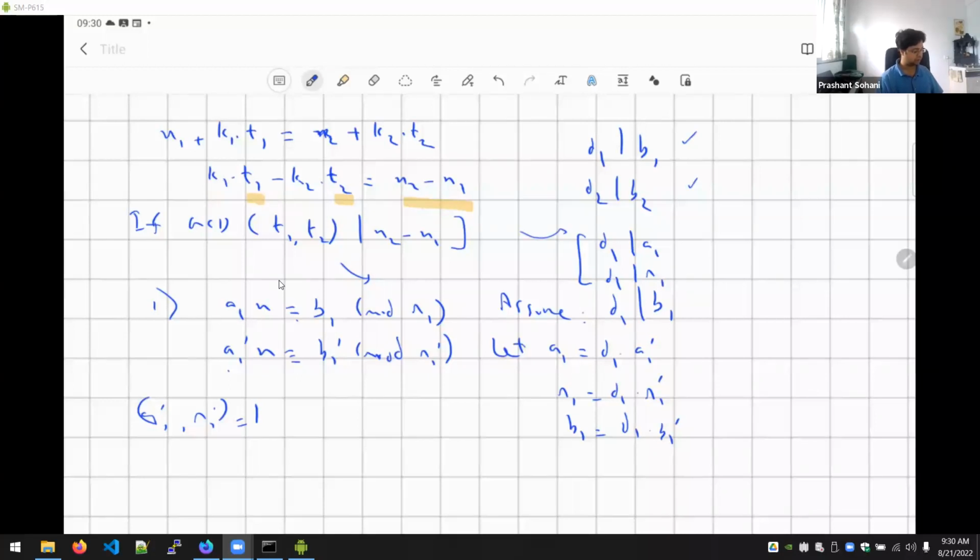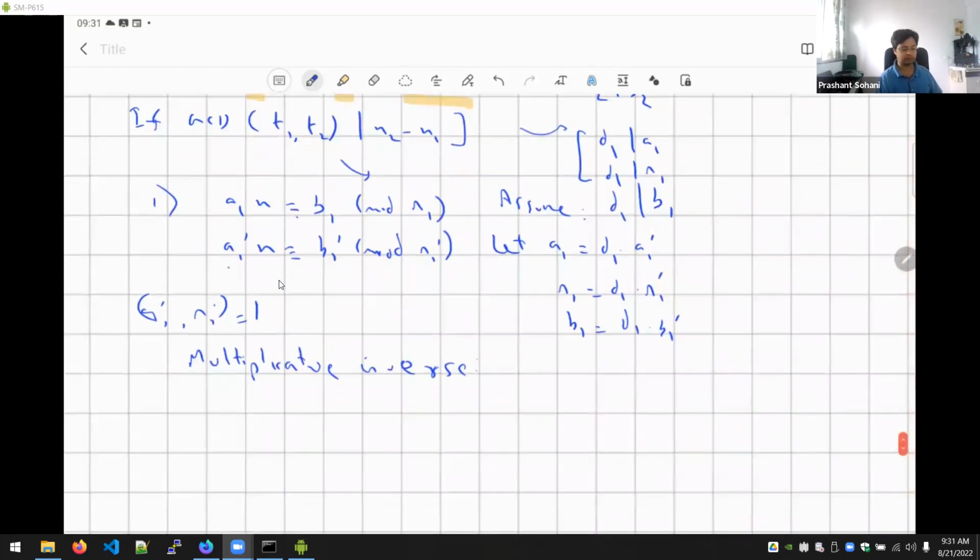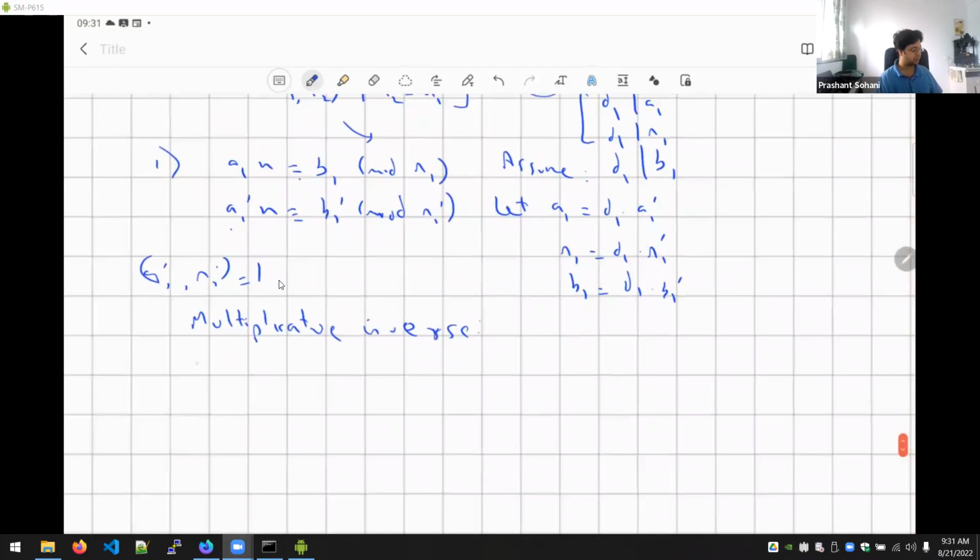Okay. And at this point, I want to introduce the concept of a multiplicative inverse. I think we all know what a multiplicative inverse is in the normal sense of the term when we talk about rational numbers or real numbers. For example, the multiplicative inverse of 2 is half, right? Because 2 into half is equal to 1. This is how it works in real numbers or rational numbers.